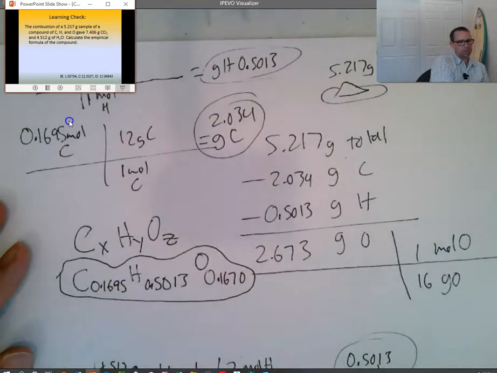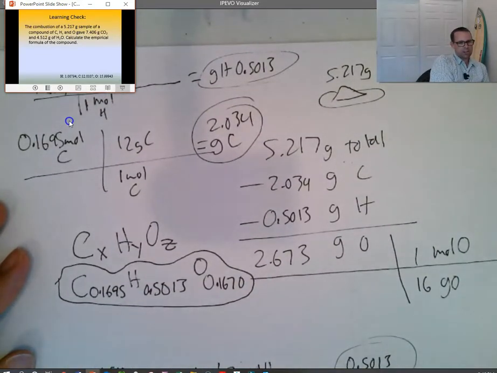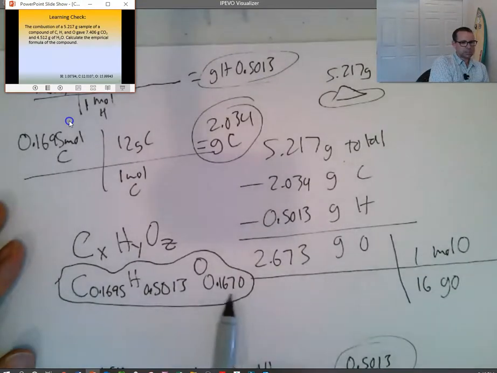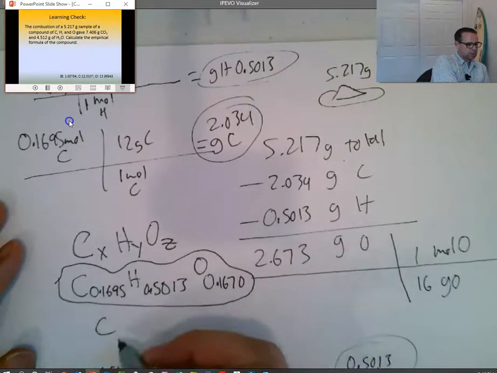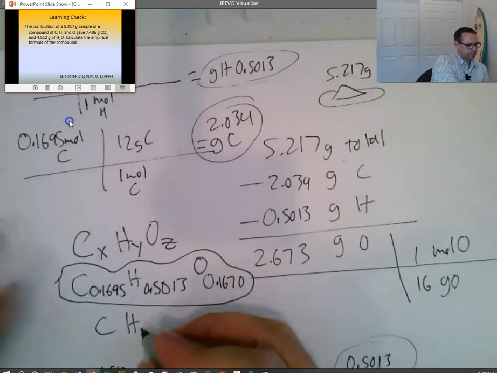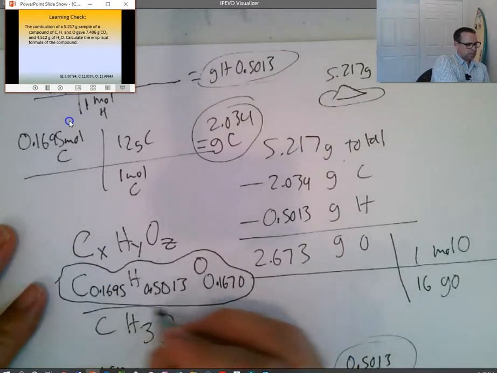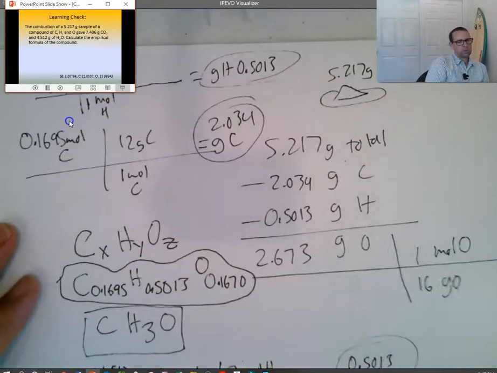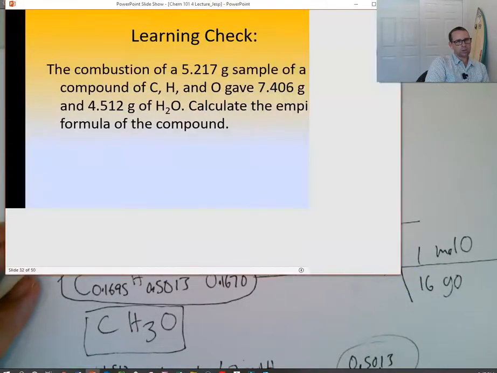I have myself my empirical formula, almost, because now I have to divide everything by 0.1695 or 0.167. They're about the same number. So we're going to have C1H. What's 0.5013 divided by 0.1670? That's 3. So CH3O is my empirical formula.